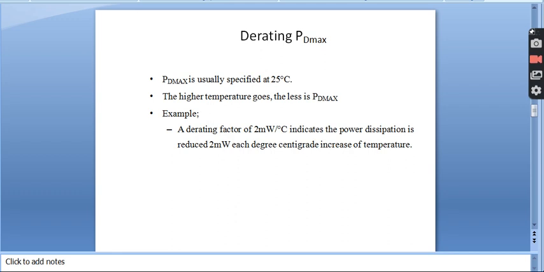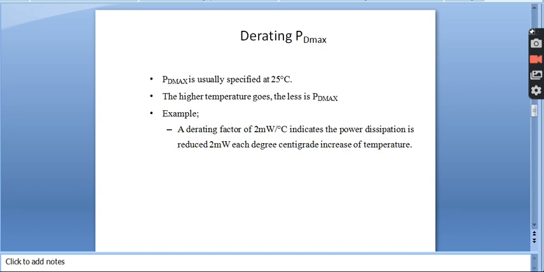Derating the PD maximum. This PD maximum is usually specified at 25 degrees centigrade. The higher the temperature goes, the lower the PD maximum. When the temperature increases, the PD maximum decreases. For example, a derating factor of 2 milliwatts per degree centigrade indicates the power dissipation is reduced by 2 milliwatts for each degree centigrade increase in temperature. That means when we increase the temperature, the power rating or the PD maximum decreases by 2 milliwatts.